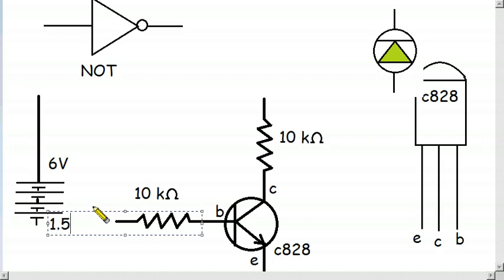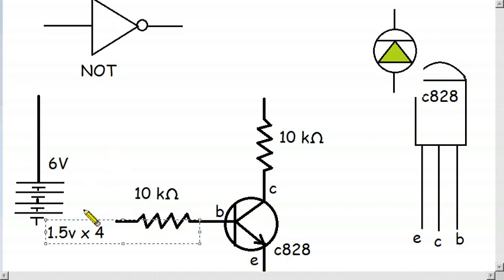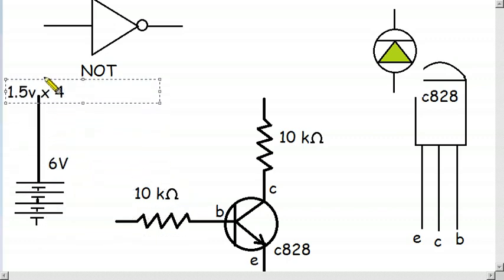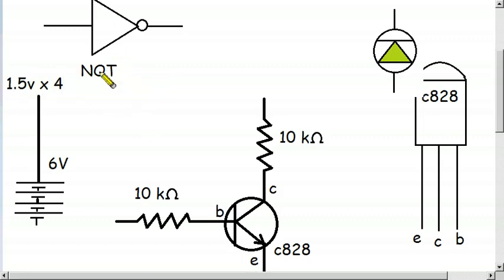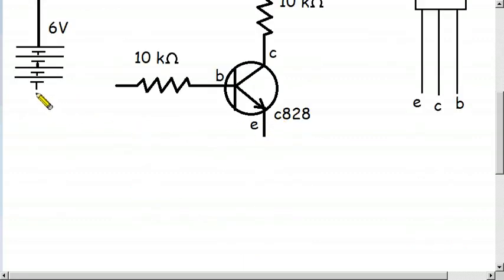Then you can use 1.5 volt batteries, 4 batteries of these 1.5 volt batteries. Then you have to connect the positive side like this to this resistor, and the negative side of this battery to the emitter like this.